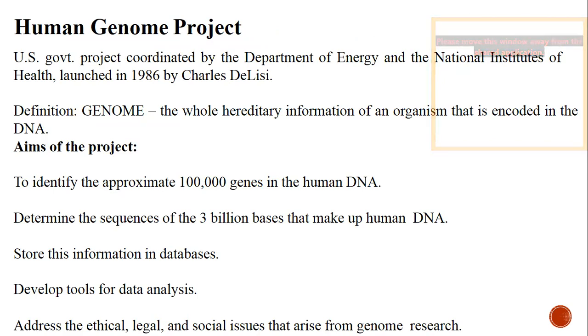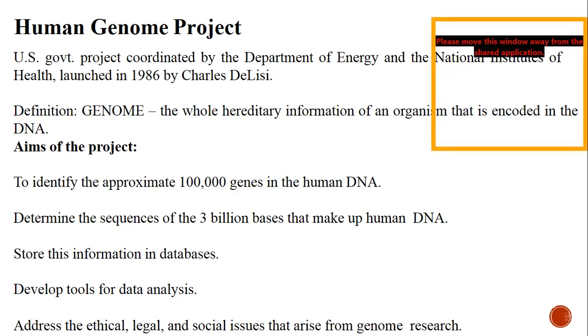At that time, the main aim of the Human Genome Project was to analyze all the genes of human DNA and how these genes work, and how many base pairs of the genome we have, how we can store this data, where we have to store this data, how we can interpret this data, and how we can retrieve this data.